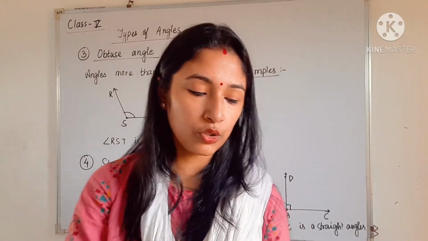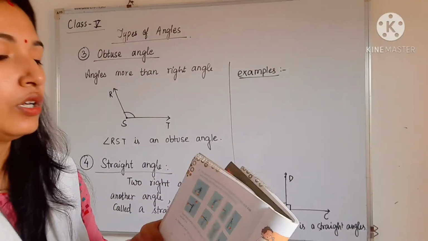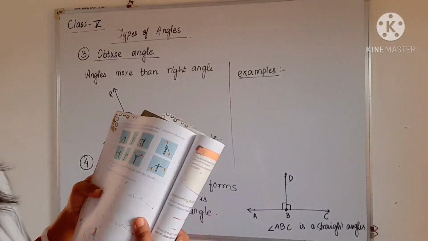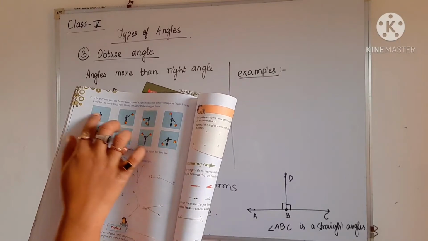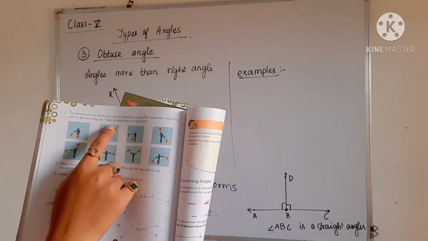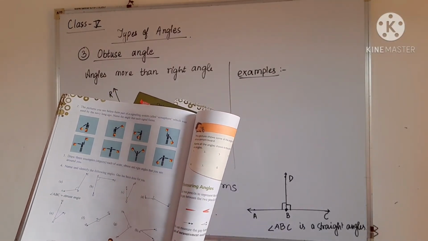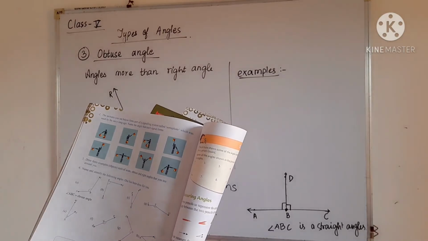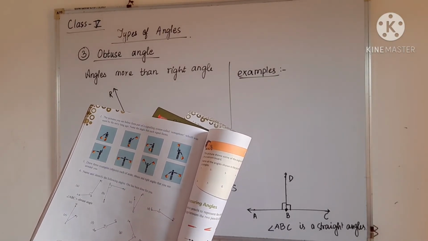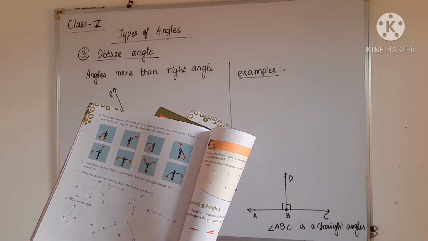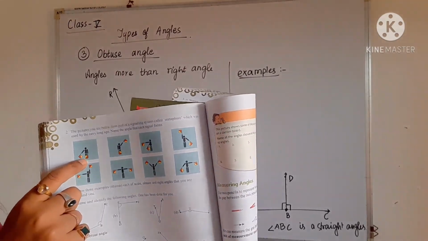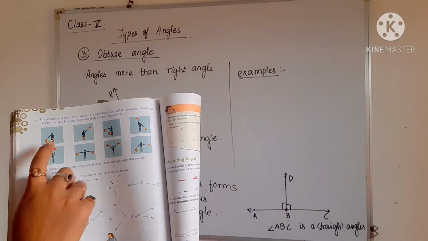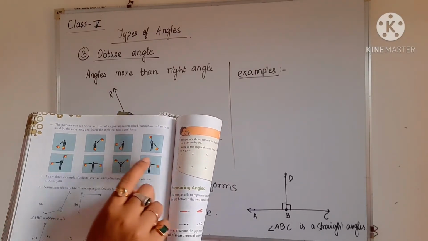Similarly, in question number 2, you have to name the types of the angle. Okay, these are signals. Here it is written in the question: the pictures you see below form part of a signaling system called semaphore, which was used by the Navy long ago. Name the angle that each signal forms. The first one, this is acute angle. As you can see, this angle is less than 90 degrees. Okay, so you have to write here that this is an acute angle.